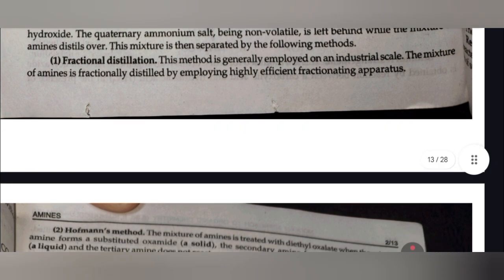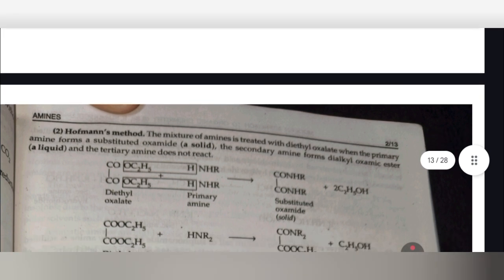First is fractional distillation. This method is generally employed on an industrial scale. The mixture of amines is fractionally distilled by employing a highly efficient fractionating apparatus. Second is Hofmann method.